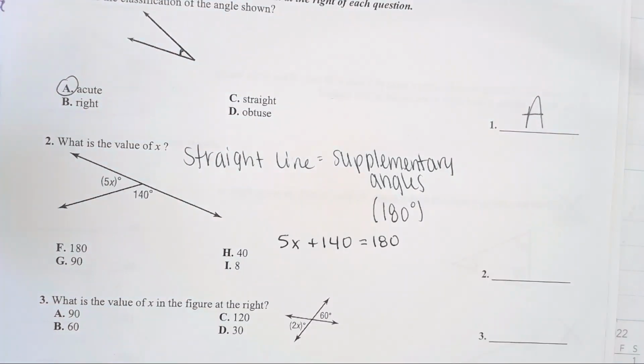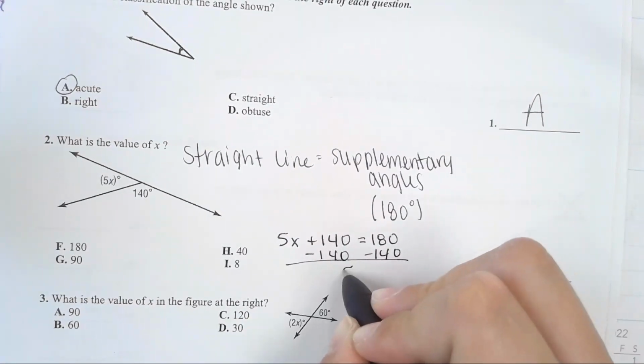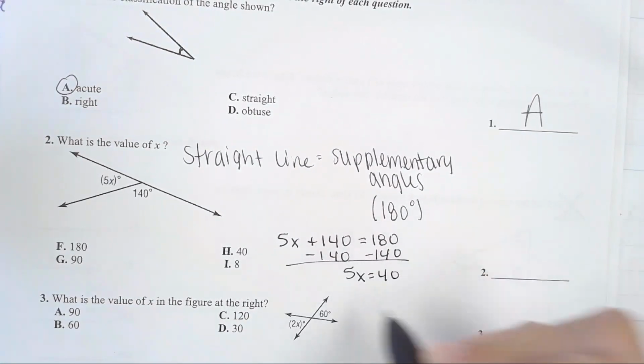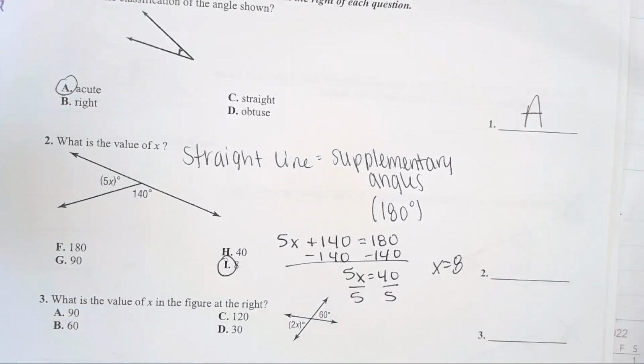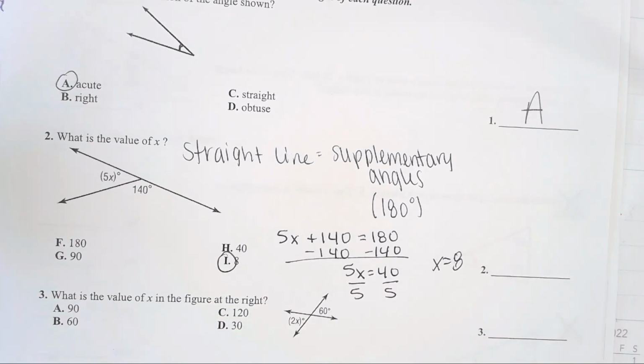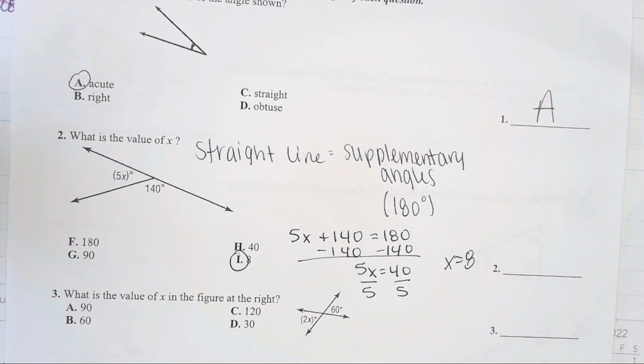Then we just solve this like a basic equation. First step is subtract that 140 on both sides. We get 5x equals 40. Then divide both sides by 5, and we got x is equal to 8, because 40 divided by 5 is 8.